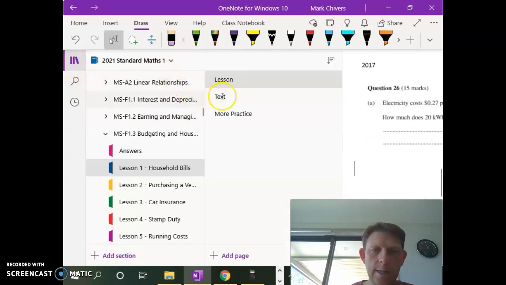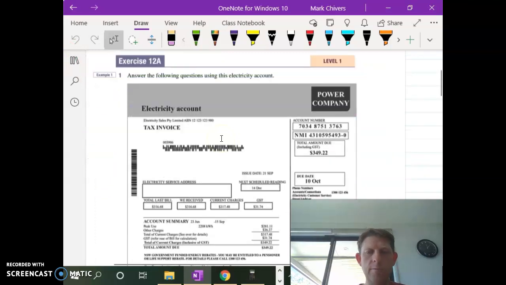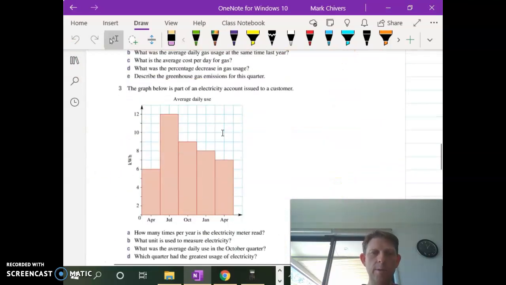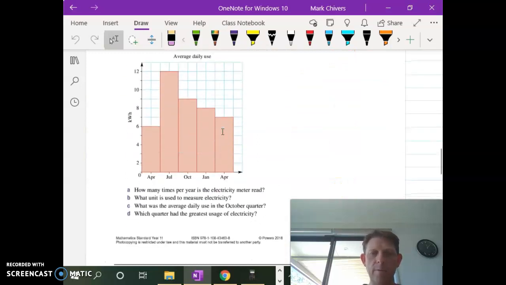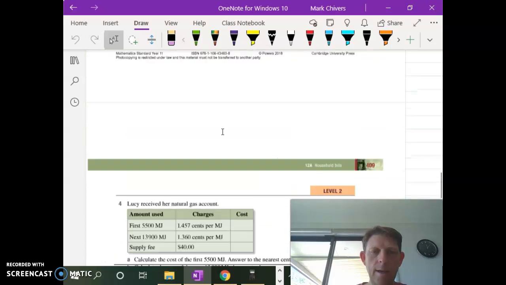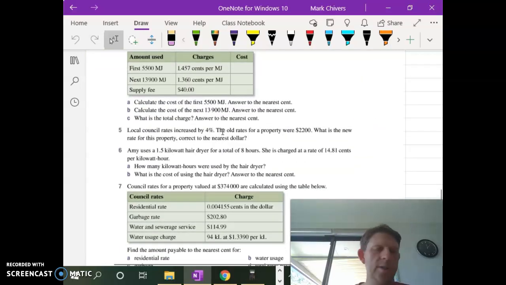When you get into the text work, most of these questions are just about being able to read accounts, find the information on them, or for instance, with this one here, we've got a graph and we've got to be able to determine the information from that graph. Okay, so have a go at those questions there. They should not be too hard. And for the second lesson, we'll get into motor vehicles, I'm pretty sure.